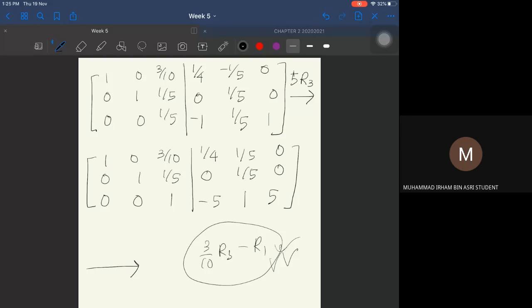Siapa ni Sheng Sam? Saya rasa yang awak nak ubah tu adalah row 1 kot. Kan? Sebab awak buat R3 sama dengan. Kita tak nak ubah R3, kita nak ubah R1 kot. It should be R1 here. Okay.